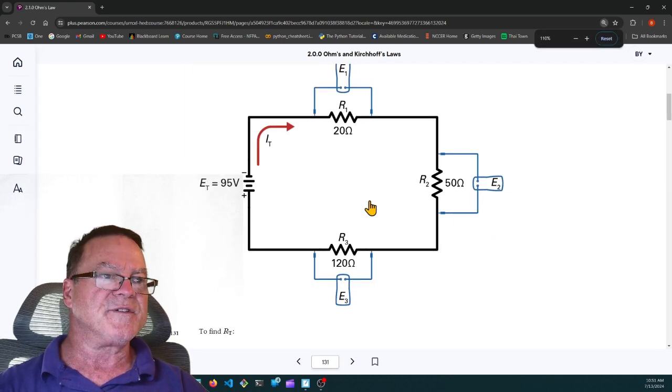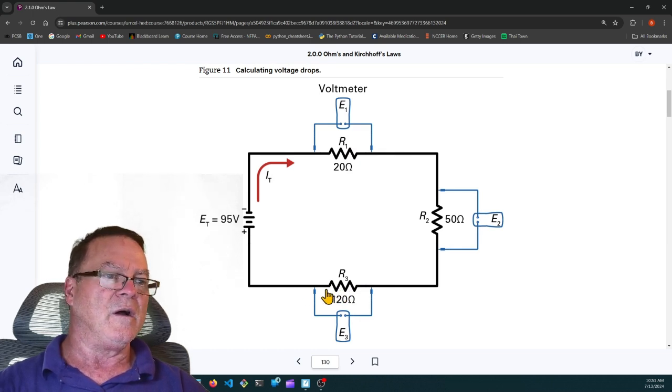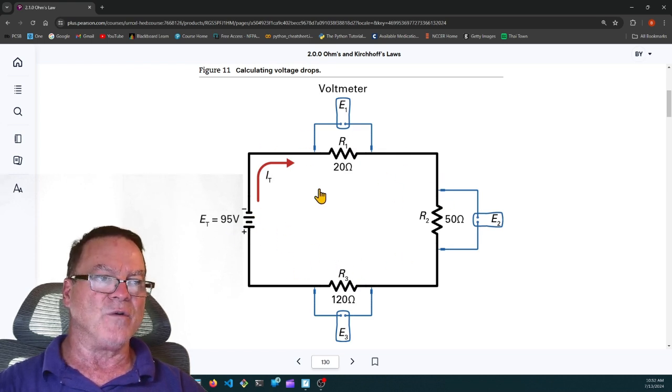Let me zoom out just a hair. In this circuit, we have 95 volts impressed across a series circuit with a 20 ohm, a 50 ohm, and a 120 ohm resistor. So let's see, we have 120 and 50 is 170 and 20 is 190. So we have 190 ohms, 95 volts. There's a half an amp going around this circuit. I equals E, 95 volts, divided by R, 190.